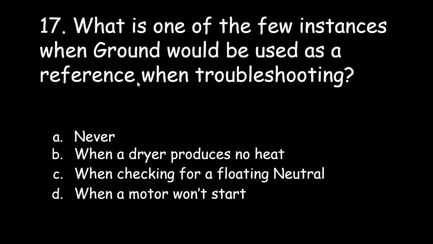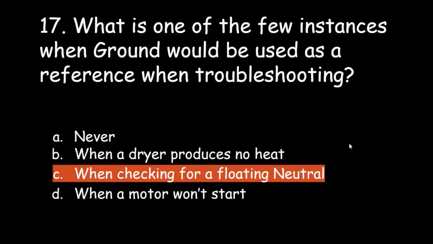Number 17. What is one of the few instances when ground would be used as a reference when troubleshooting? Never, when a dryer produces no heat, when checking for a floating neutral, or when a motor won't start. The answer is when checking for a floating neutral. In most cases, you're not going to reference ground when troubleshooting because ground should not be part of any circuit in the dryer other than to just connect the chassis to the breaker box and ultimately to earth ground.